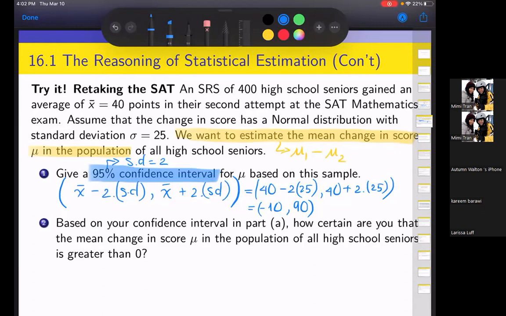So number 2, based on your confidence interval in part A or part 1, how certain are you that the mean change in score mu in the population of all high school seniors is greater than 0? Based on your confidence interval, are you certain that the mean change score is a positive value?